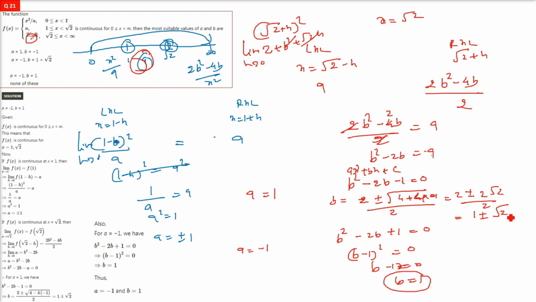So for a single solution of a, you are getting 2 solutions. So this is not acceptable. For a equals 1, you are getting b as 1 plus root 2 and 1 minus root 2. That is not acceptable. So a is equal to minus 1, b is equal to 1. This is your answer.